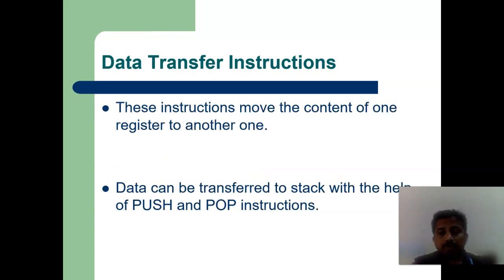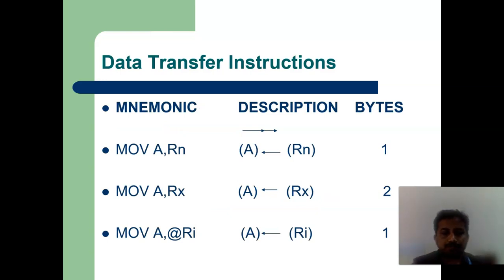Coming to the first category, data transfer instructions. These instructions are used to move the content from one location to another, or from one register to a memory location, or from a memory location to a register, or from the IO ports, or from the stack. We need to store a value into the stack, or take a value from the stack. All of this is done using data transfer instructions.